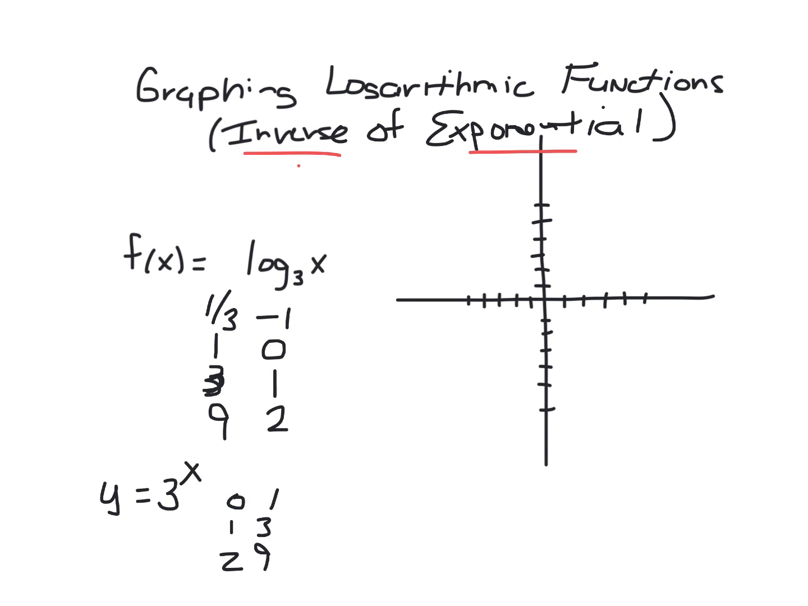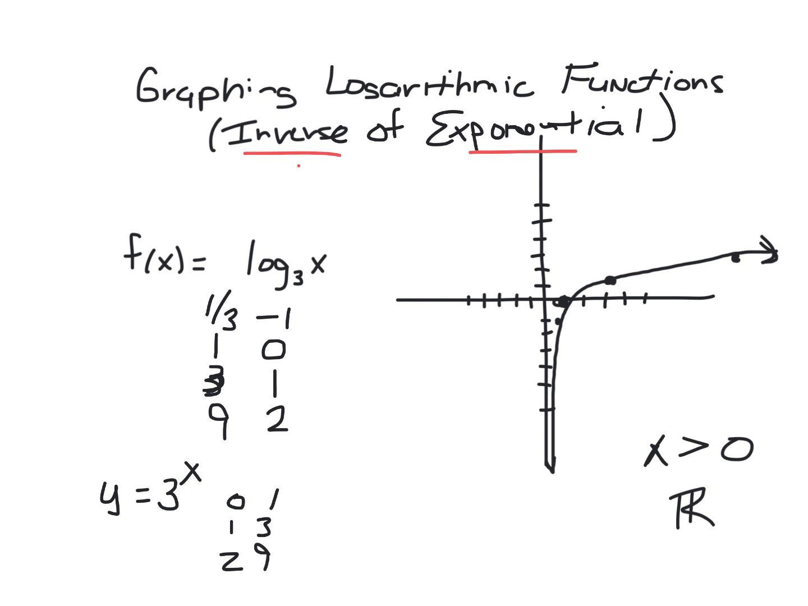Okay, so we would plot those points. We've got (1, 0), we've got (3, 1), we have (9, 2), we have (1/3, -1). And you can see this graph looks like this. It's going to get closer and closer to 0 on the x-axis this time. And the domain would be x is greater than 0, and the range would be all reals. So once again, that's switched around from when we graphed exponential functions.